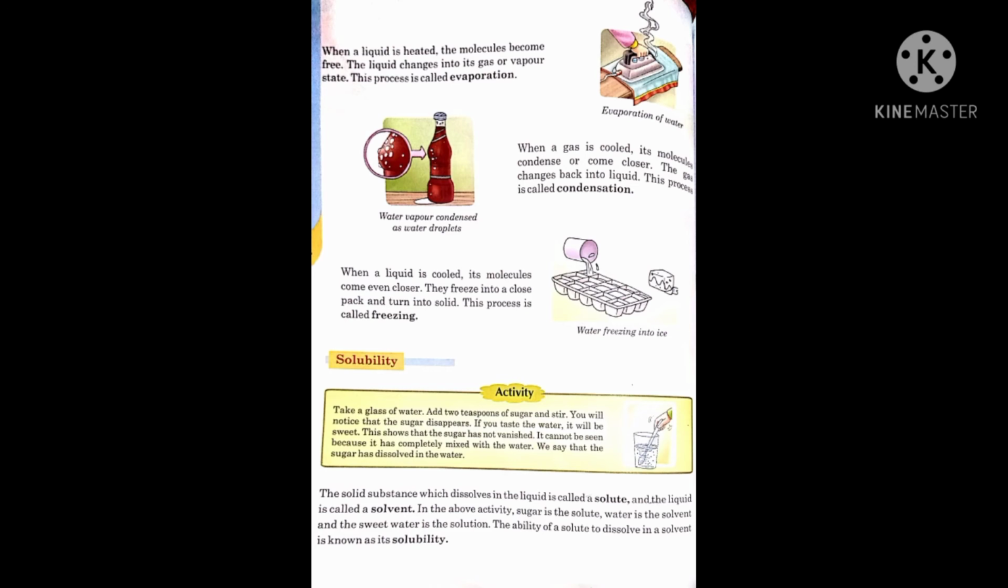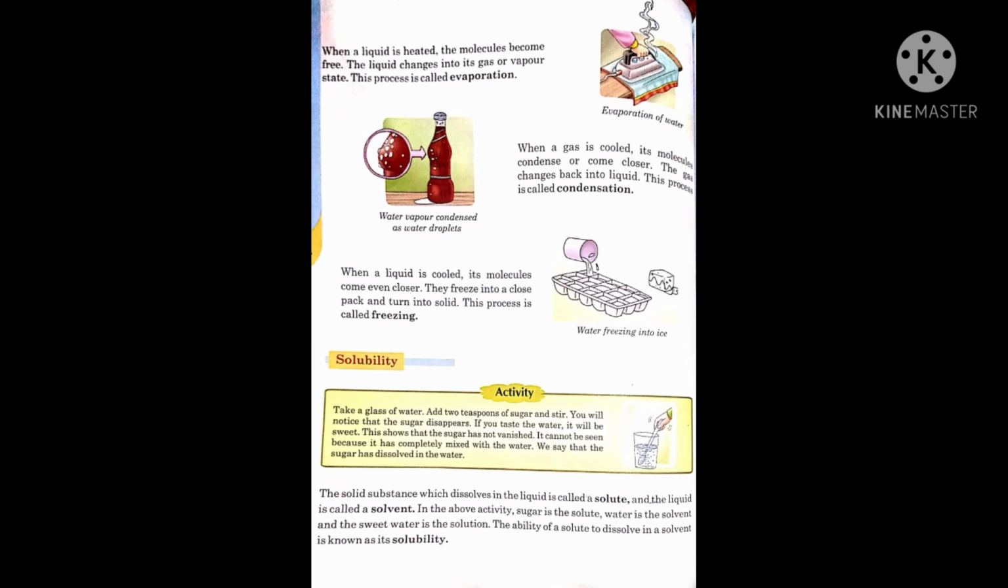Next topic is solubility. Here we have an activity. What you have to do is take a glass of water, add 2 teaspoons of sugar and stir. You will notice that the sugar disappears. It cannot be seen because it has completely mixed with the water. We say that the sugar has dissolved in the water.